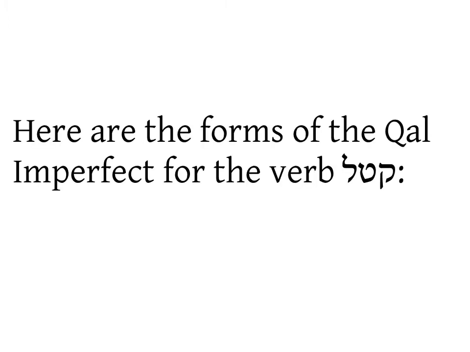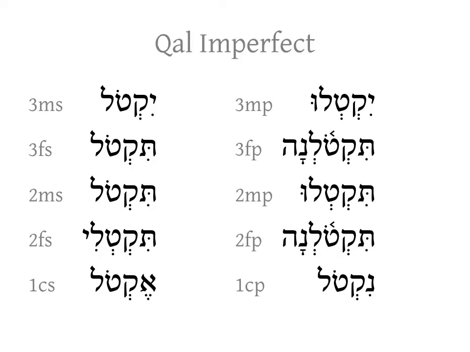Here are the forms of the Qal Imperfect for the verb qatal. Yiktol for the 3ms, 3fs tiktol, 2ms tiktol, 2fs tiktali, 1cs ektol, third masculine plural yiktolu, third feminine plural tiktolna, second masculine plural tiktolu, second feminine plural tiktolna, and first common plural niktol. Notice that unlike the Qal Perfect, the Qal Imperfect makes a distinction in the third person plural between masculine and feminine.